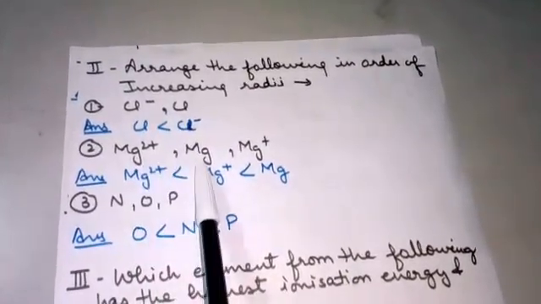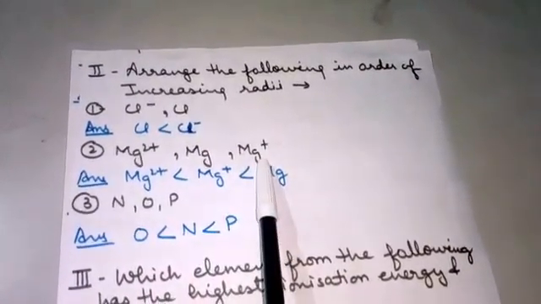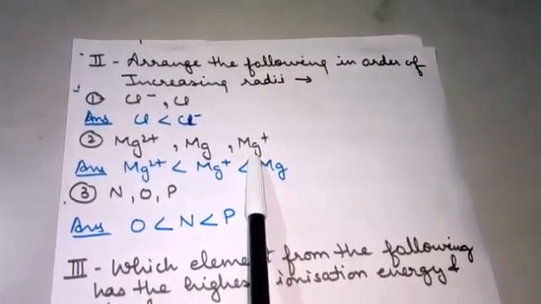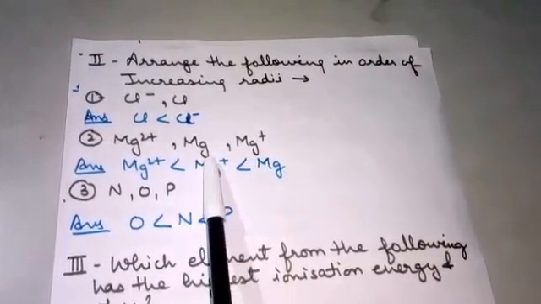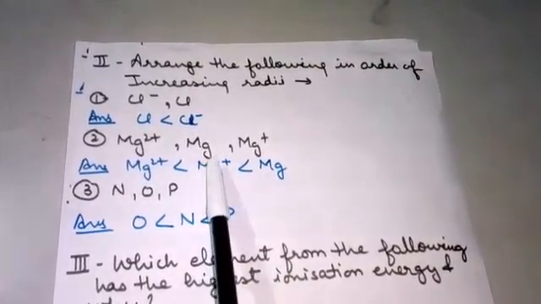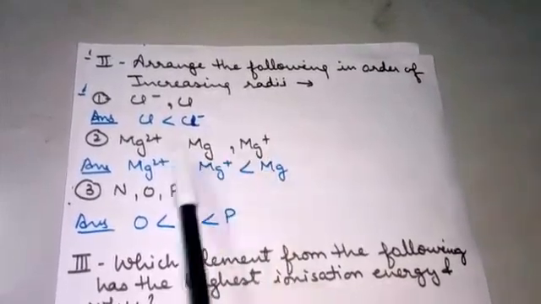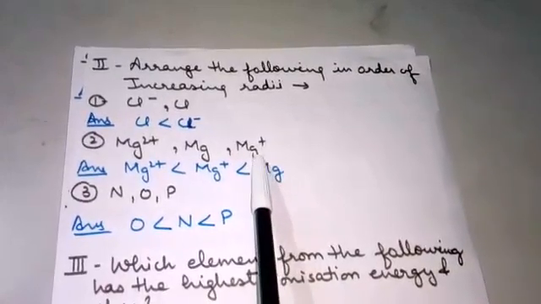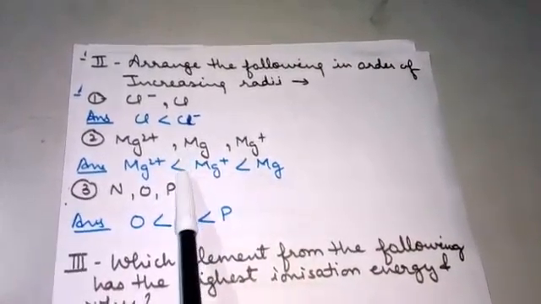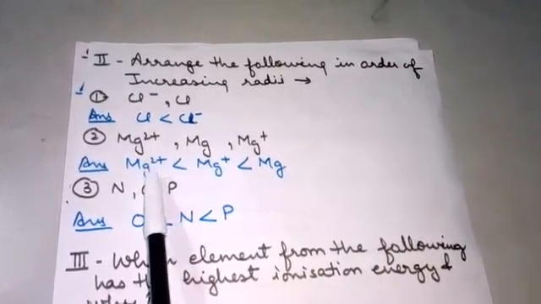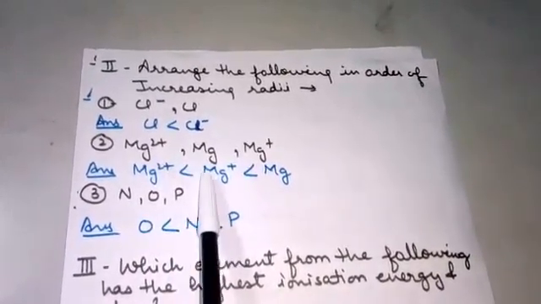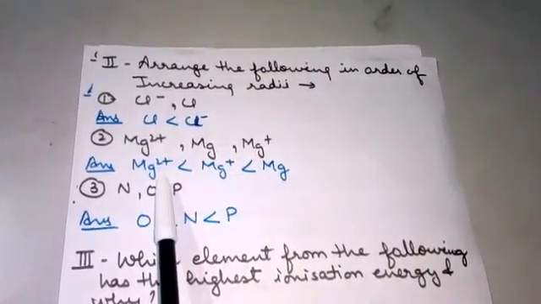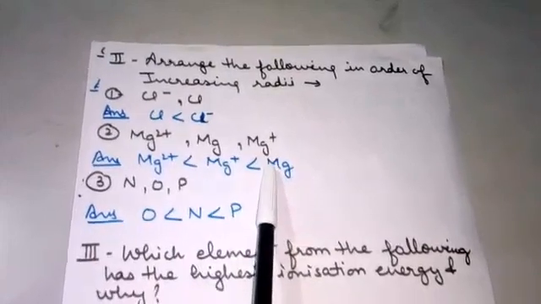Second, magnesium 2 positive, magnesium and magnesium 1 positive. So magnesium 2 positive and magnesium 1 positive are cations, and this is magnesium atom. And we know that cations are always smaller than the parent atom. And the charge on the ion, cation, shows the size. The more is the charge, the more smaller the size. That's why the smallest size is of magnesium 2 positive. Then magnesium 1 positive is larger in size than magnesium 2 positive, and the largest size is of magnesium atom.